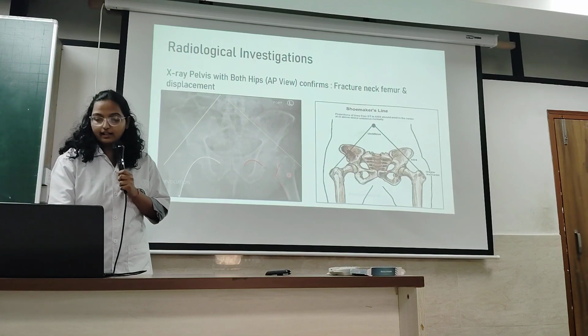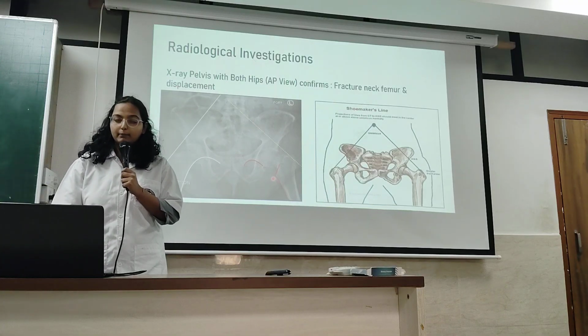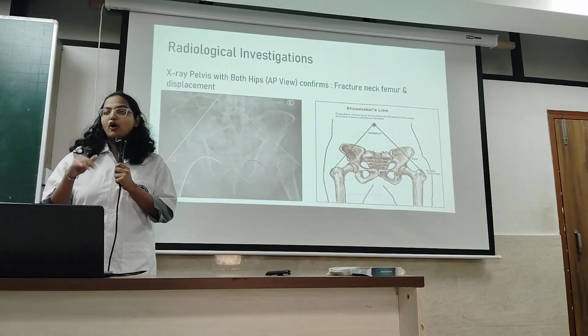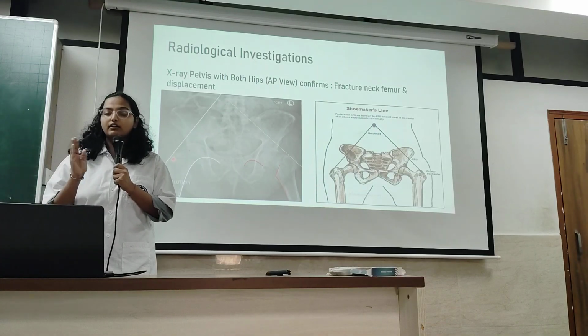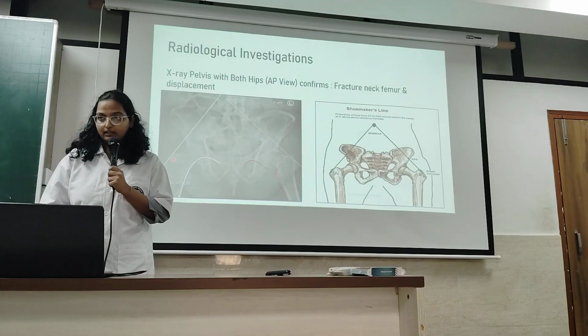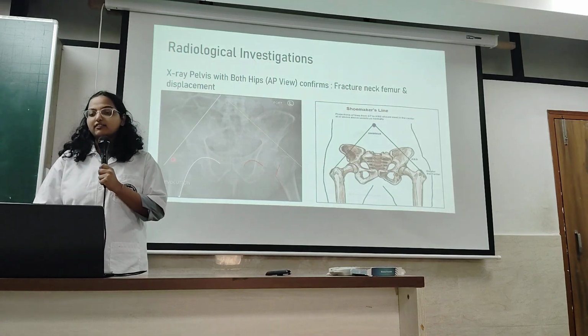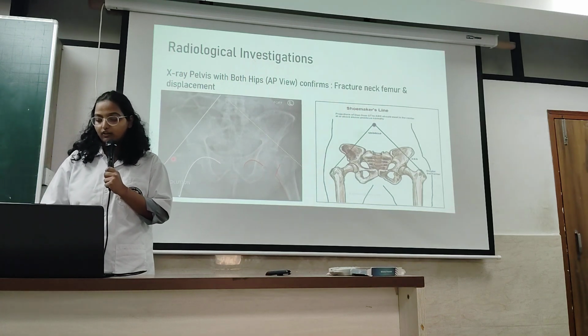The broken Shenton line here indicates the loss of normal hip alignment, while the Shoemaker line, which passes on or above the umbilicus, is here displaced and is below the umbilicus, suggesting limb shortening and displacement. Third, this X-ray confirms the fracture of the neck of femur.